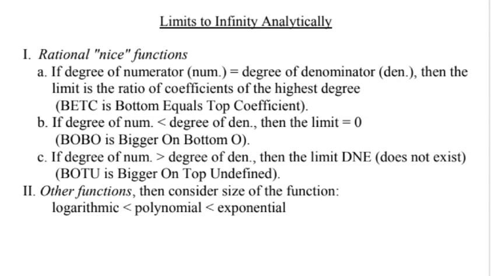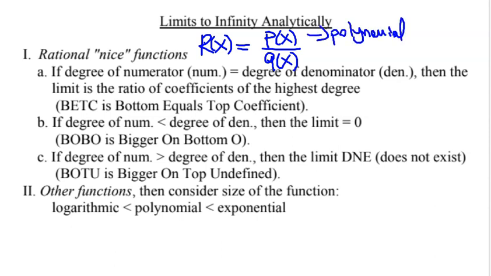A rational function, r of x, is actually a fraction where the top function, let's say p of x, and the bottom function q of x are both polynomial. Again, a rational function is a fraction where the numerator and the denominator are both polynomial functions. And then let's try to talk about the degree of a polynomial, which is its highest power.